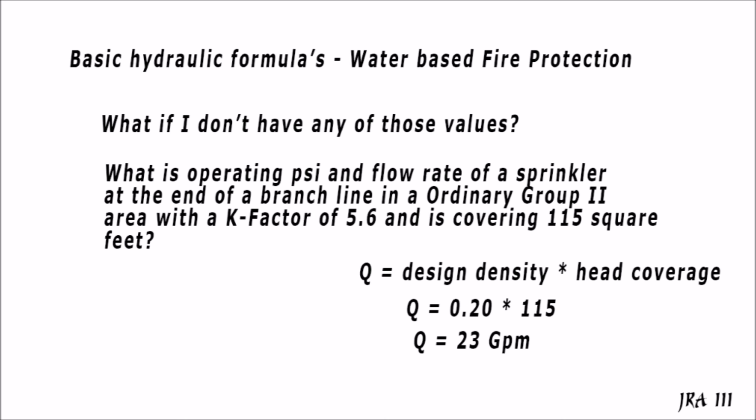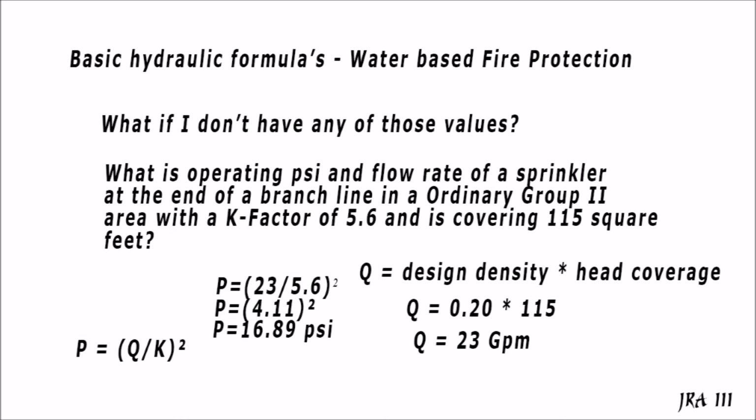Now we have a Q and we have a K, so the pressure is Q divided by K, squared. Plugging that in, we get 23 divided by 5.6, squared. 23 divided by 5.6 is 4.11, rounding to hundredths. When we square that, we end up with 16.89 psi.